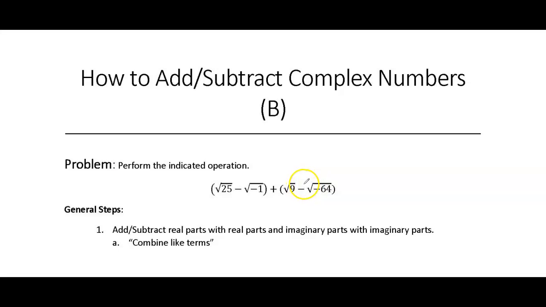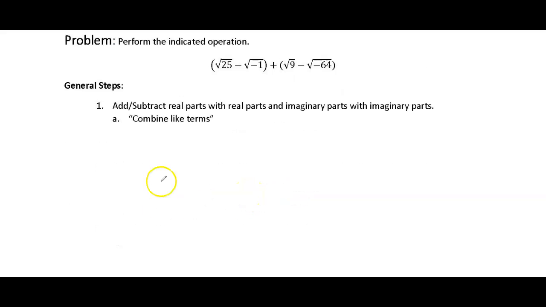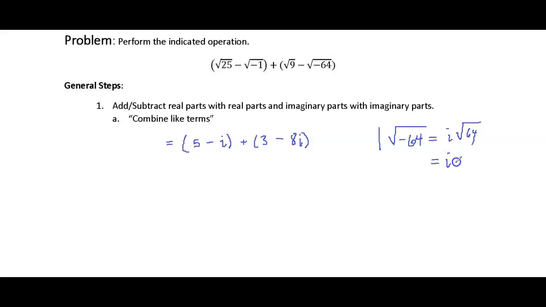Before we add or subtract any complex numbers, we need to simplify the radicals. So let's go ahead and start there. The square root of 25 is 5, minus the square root of negative 1 is i, plus the square root of 9 is 3, minus, and the square root of negative 64 would be 8i. Remember, the square root of something like negative 64 could be rewritten as i times the square root of 64. Since the square root of 64 is 8, we have 8i.